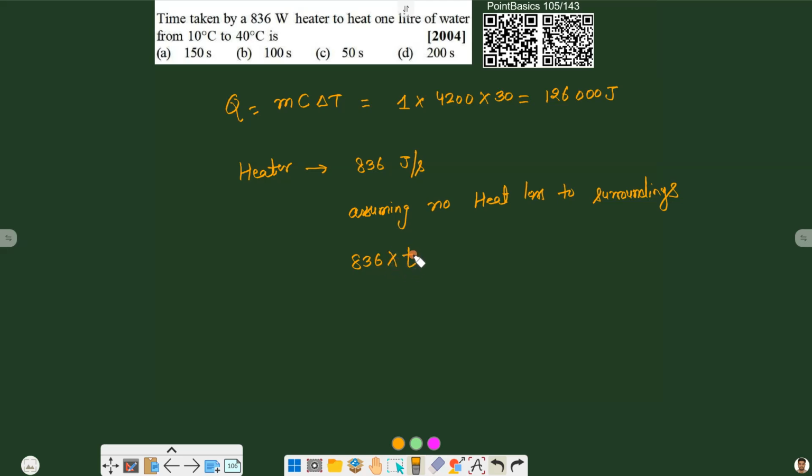836 into some time should be equal to 126,000, and the time comes out to be 126,000 divided by 836, and it will be 150.7, or approximately 150 seconds. That is option A as per our solution. Moving to the next question.